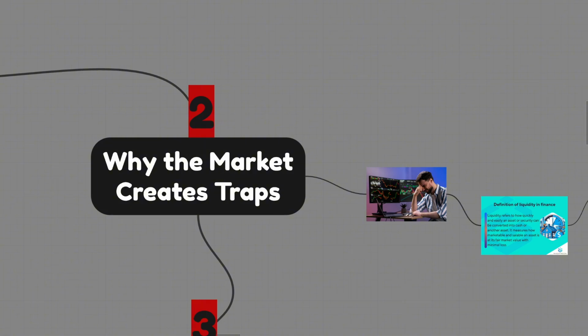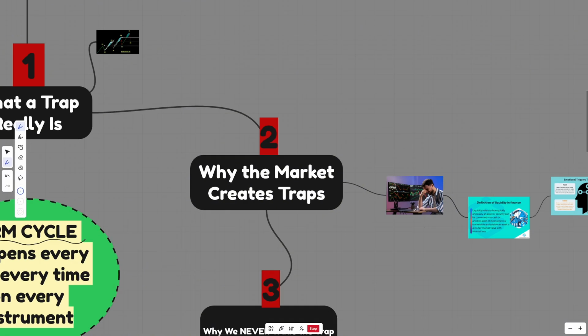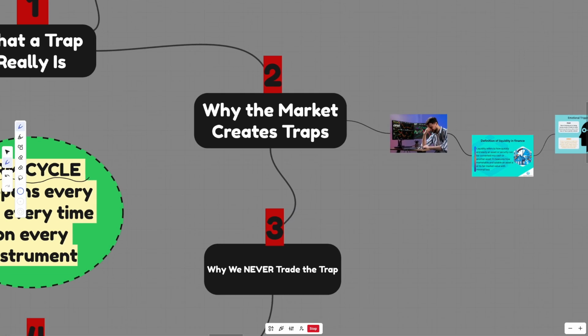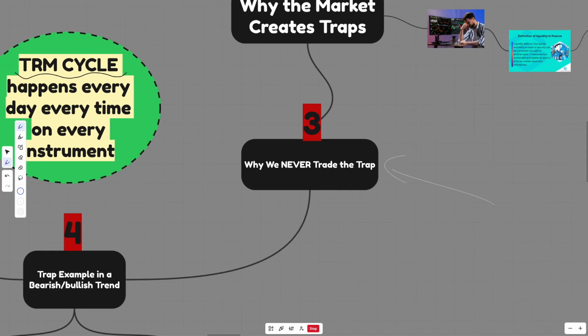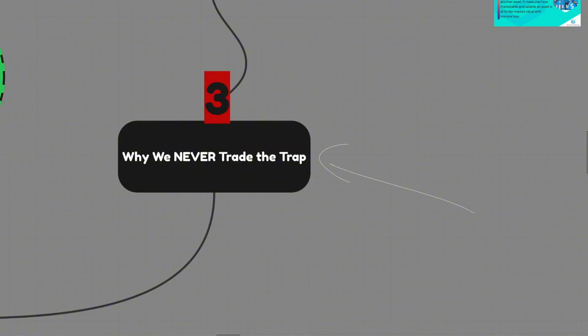So this is why the market creates traps, and why we never trade traps: it has no real follow through. It's the weakest part of the move. It always fakes out the beginners. It wipes out stop losses instantly. This is why so many beginners lose money. They don't understand the system. But you are watching this series, so you will learn exactly where the traps are and how to avoid them.